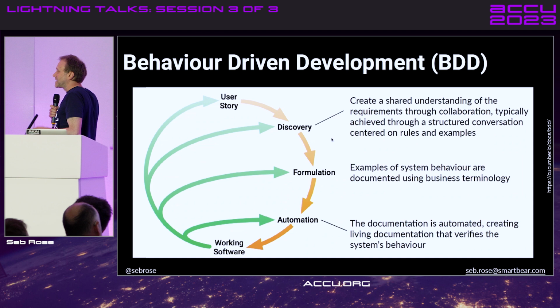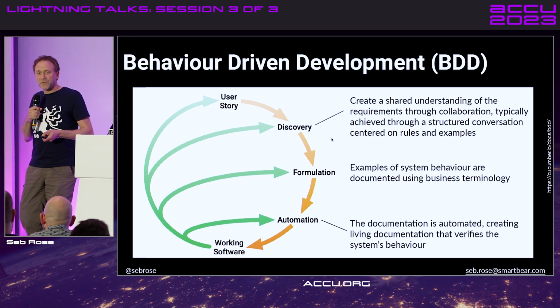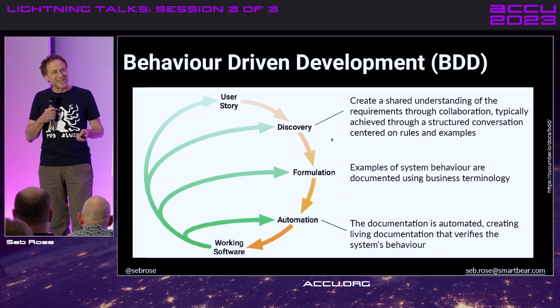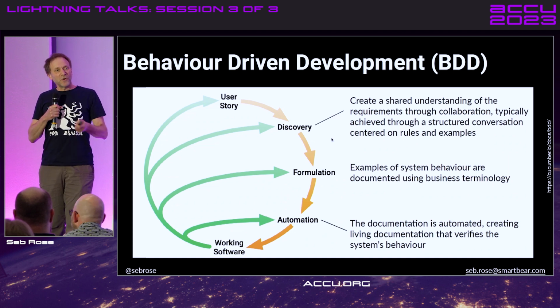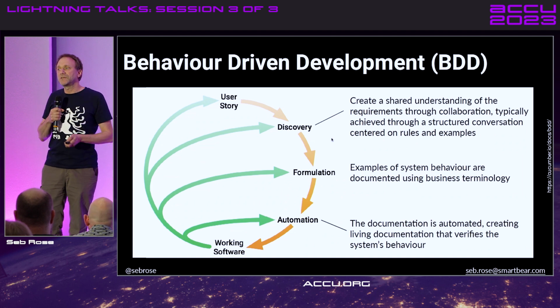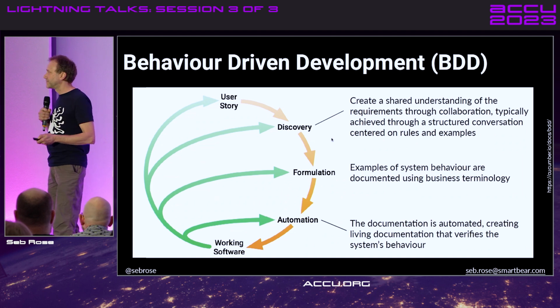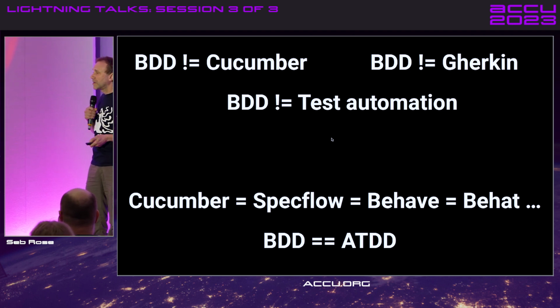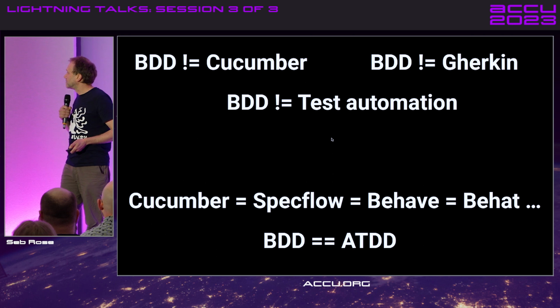The goal of BDD is to really understand what you're doing so you don't have to do it more than once, then to document it so that you don't have to go and reverse engineer what it was that you did, and then automate it to make sure that anytime you do diverge from your documentation, the build system tells you. So BDD is not Cucumber, BDD is not Gherkin, BDD is not test automation.